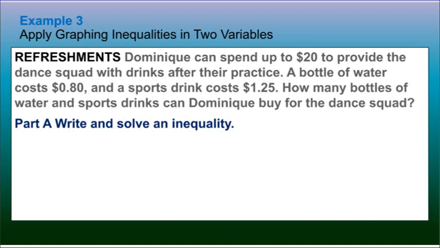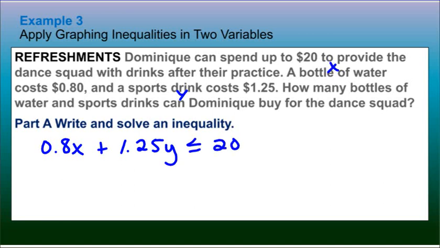So part A, we're going to write and solve the inequality. So we're going to use the bottle of water as our x and the sports drink as our y. So we have 0.8x plus 1.25y, and it says spend up to, so that means it has to be less than or equal to $20. So that would be our inequality.